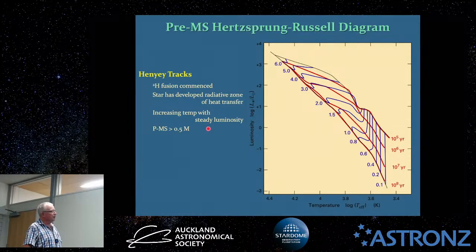And all stars greater than 0.5 solar masses eventually develop a radiative zone, as you can see here. And 2 solar mass pre-main sequence stars, by the time they've become a pre-main sequence star, are already big and hot enough that they're up and running with radiative zones. So they don't mess around with the Hayashi track, they leave that to the little boys. They move straight onto the Henyey tracks.